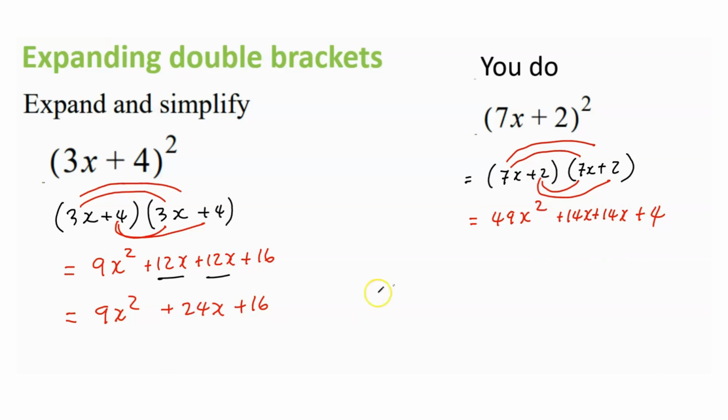So we add the like terms here, so that would be 28x. So we get 49x squared plus 28x plus 4. Let's examine another type of question.